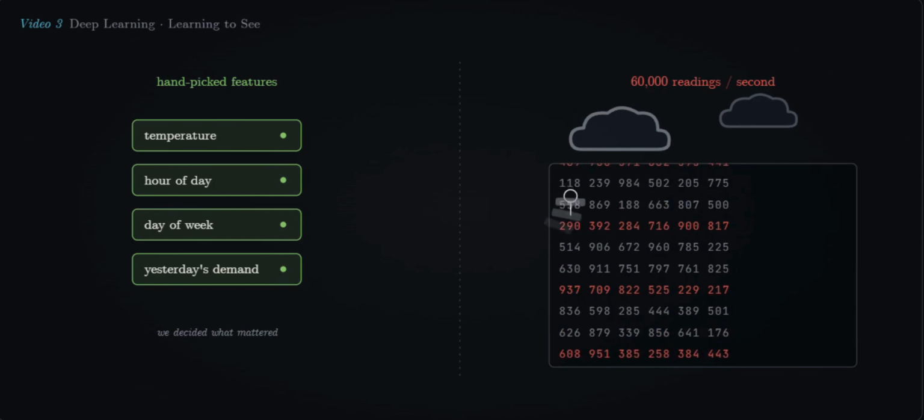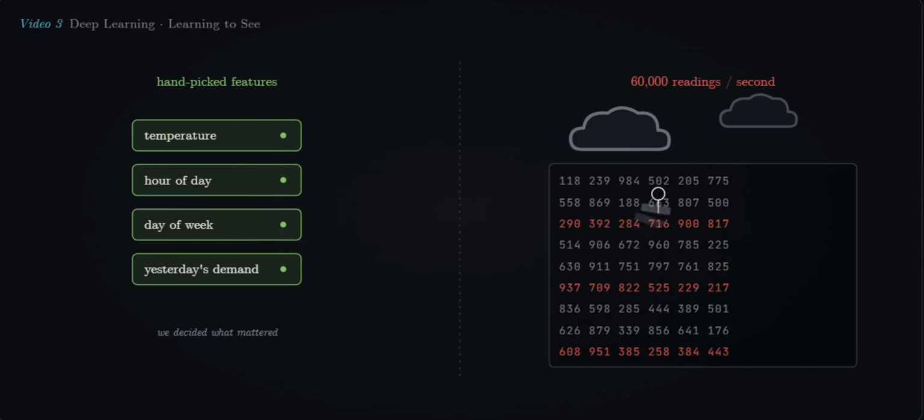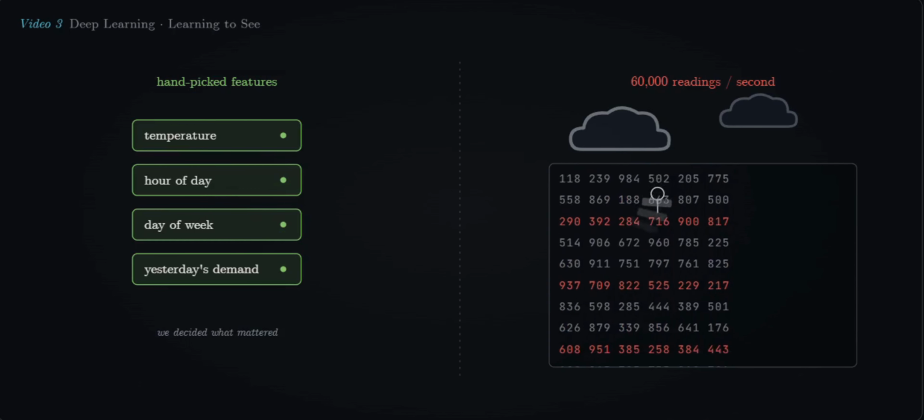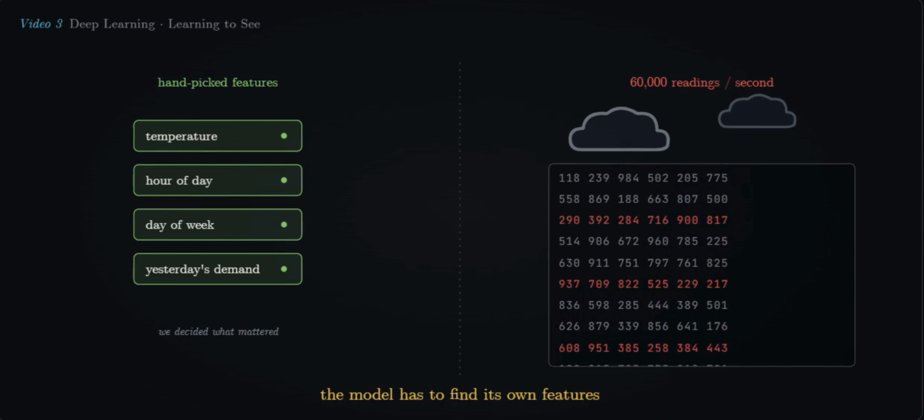Now, look at this. Cloud drifting toward a solar farm, 60,000 readings per second. Try to handpick the features out of that. Obviously, you can't. We need a model that learns its own features straight from raw data.